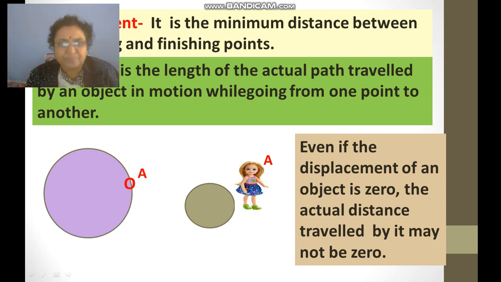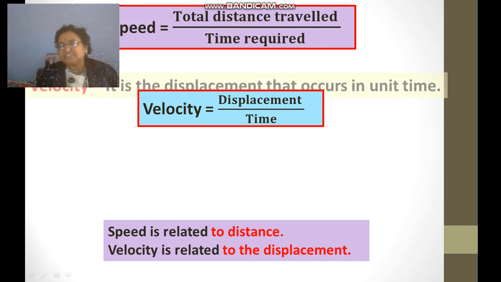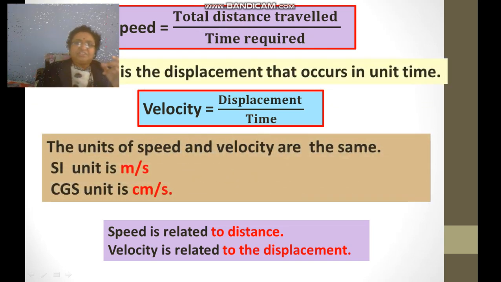Now let us see some formula, that speed is equal to distance travelled upon time required. Velocity means displacement upon time. The SI unit is meter per second and CGS is centimeter per second. Because remember students, displacement means distance. We always measure in SI in meter, time in seconds, so meter per second, as well as in CGS centimeter per second. One thing remember students, speed is related to distance and velocity is related to the displacement. When you are writing the notes, the red color words you have to underline.